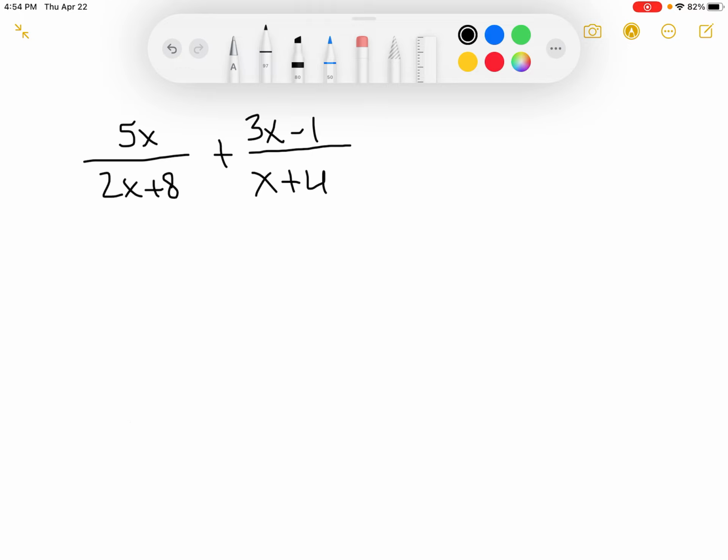So what's the first thing we need to do? Well, we need to find a common denominator. What's a common denominator? Just what it sounds like. We see the denominators. How do we make them common or the same? That's really what it means.